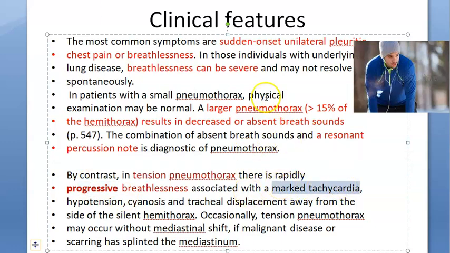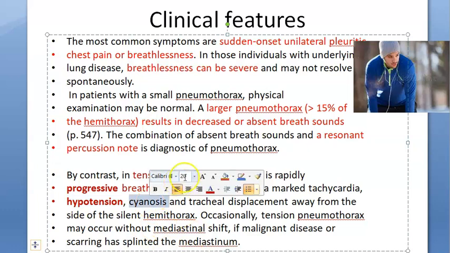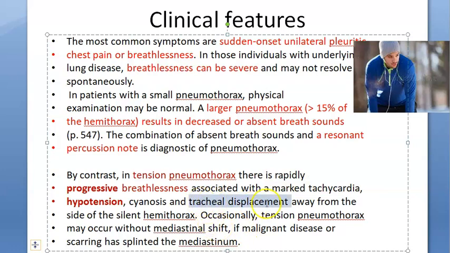Marked tachycardia, hypotension. Hypotension and all is very bad, isn't it? Cyanosis. Because what is happening? The heart is getting compressed, right? Heart can get compressed. Tracheal displacement away from the site. Tracheal displacement, yeah, we know, to the opposite side. All this we know already, isn't it?